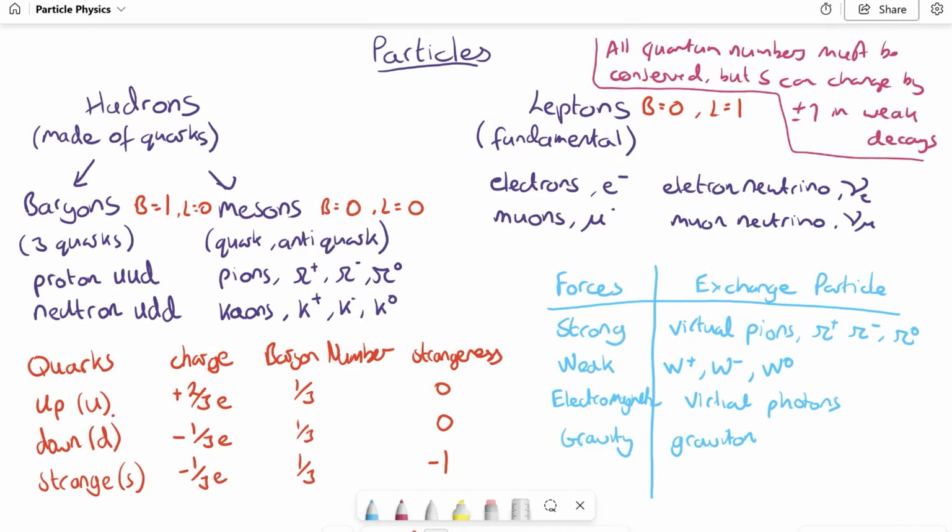This is important because sometimes we need to use this information to figure out the quark structure of something, as we will in a second. All the quantum numbers are important, and all of our exchange particles are important.